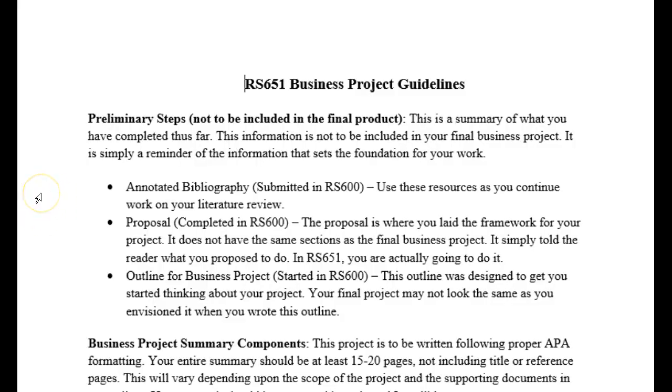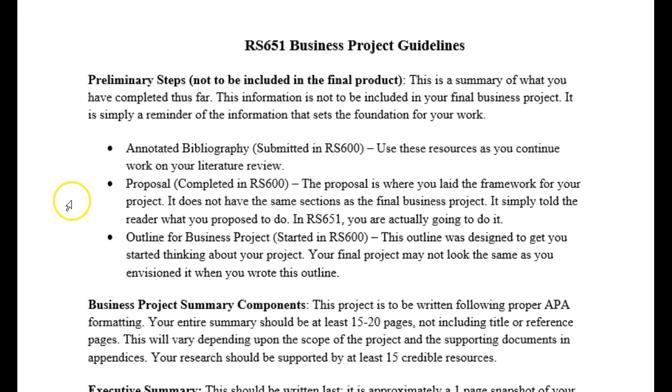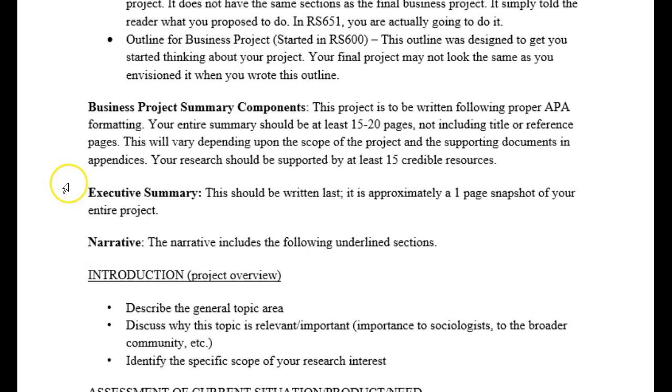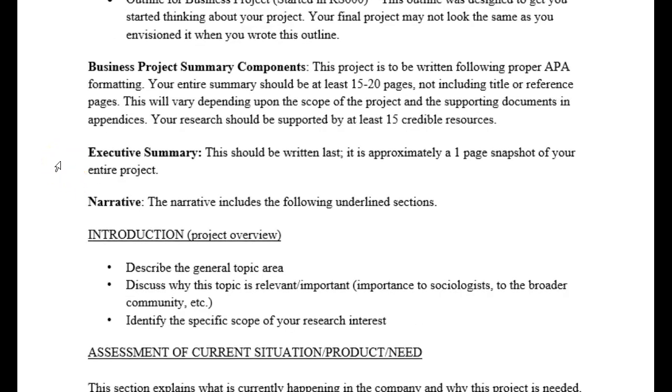Okay, so this is the business project guidelines. There were some preliminary steps that you were supposed to do previous to starting this course. It tells us here that the project is to be written following proper APA formatting. In our library, you will find templates that you can use to set up your paper in proper APA formatting. It gives you the proper formatting for a title page with the running heads, for the pages that follow with page headers, and it shows you how to format the page numbers properly. I highly recommend going in there and checking that out if you haven't already.